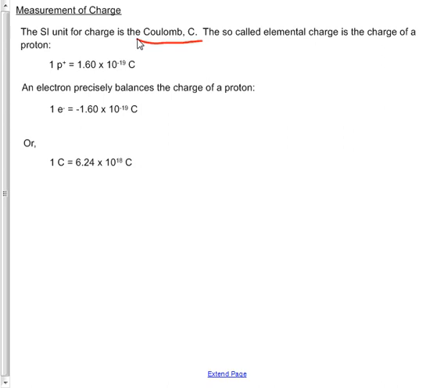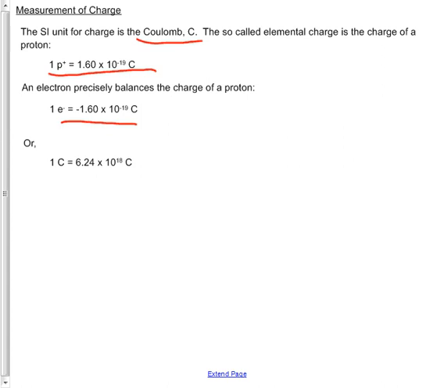But a Coulomb is actually quite large. If we look at what's called the elementary charge, that's the smallest normal charge you're going to find in the universe. It's on a proton. The charge of one proton is really small, 1.6 by 10 to the minus 19 coulombs. The nice thing is an electron precisely balances that charge. As I said, they're opposites of each other, so the electron charge is negative 1.6 by 10 to the minus 19 coulombs.